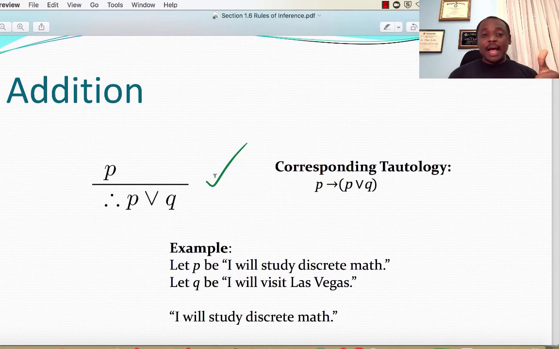I ate a slice of pie and I took a scoop of ice cream. What's the conclusion? I ate a slice of pie. What's the conclusion? I took a scoop of ice cream. You see how and or play around.